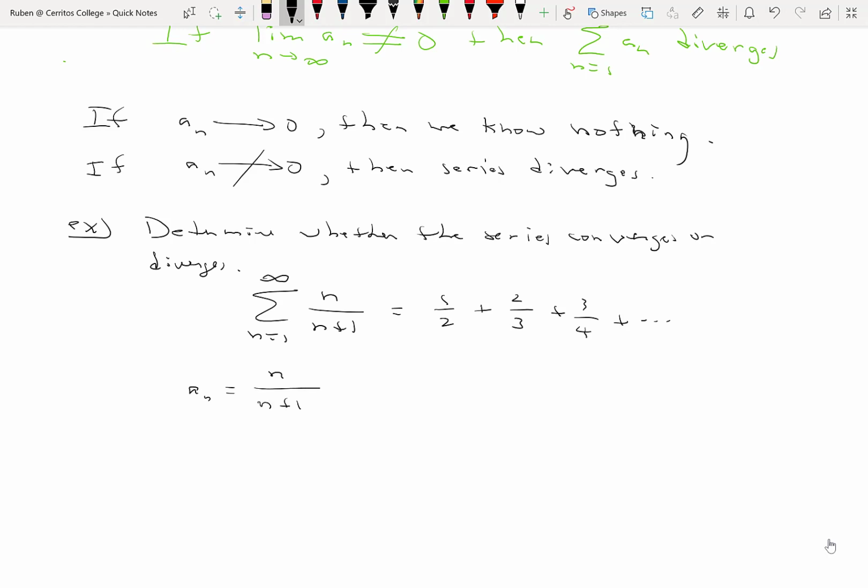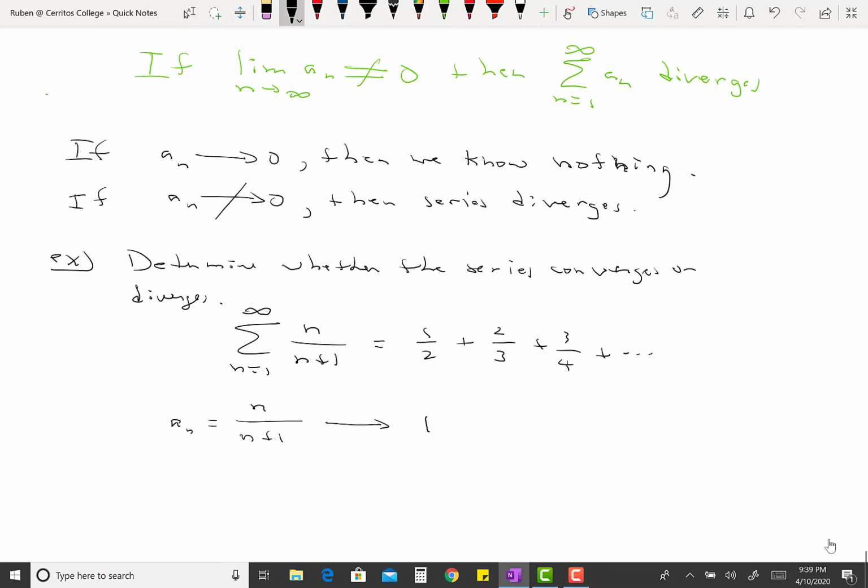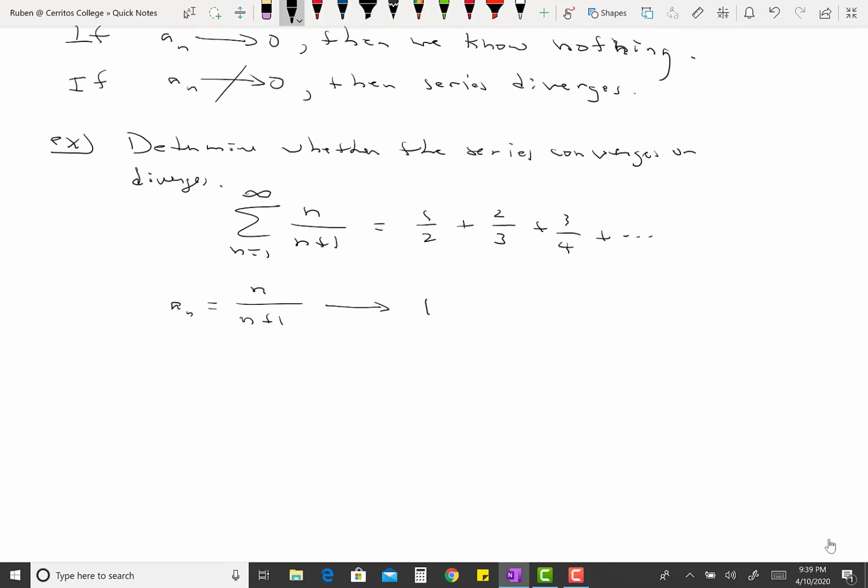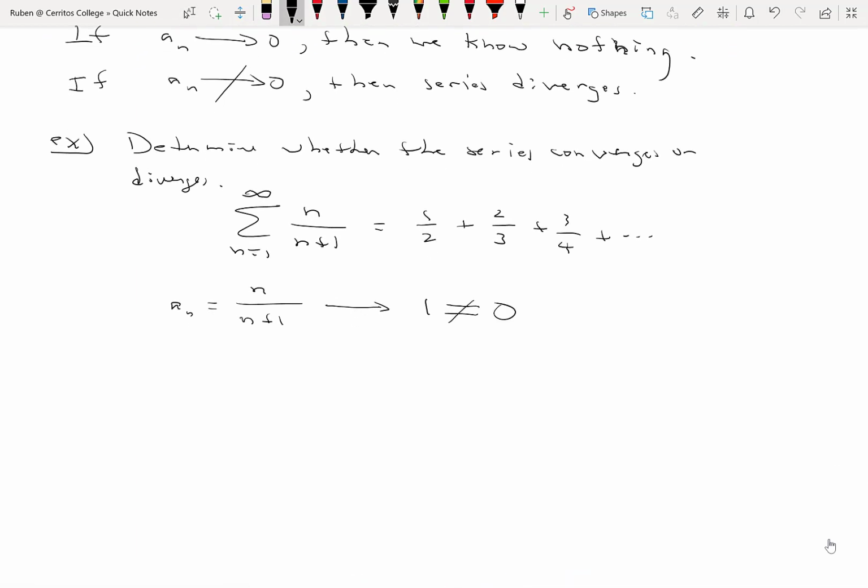What are those terms approaching? They're getting very, very close to 1. Look at when n equals 5,000. You have 5,000 over 5,001. That's very close to 1. Look at 5 million for n. 5 million over 5,000,001. That's even much closer to 1. The individual terms in this series are approaching 1, and that's not 0.